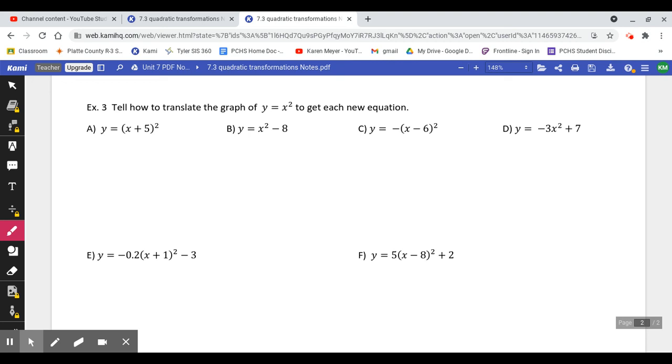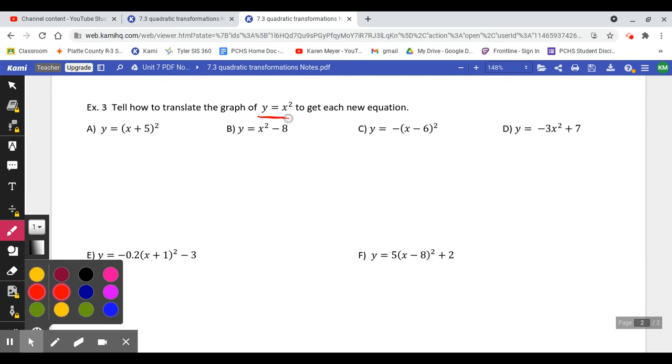So now let's get some examples. On these, you're comparing every graph to the parent graph, which is y equals x squared. And we want to tell how we get the new equation. So remember, you can say up, down, left, right, vertical stretch, vertical shrink, or you can say reflection. So at most, you're only going to have 4 things. And then the bare minimum is 1.